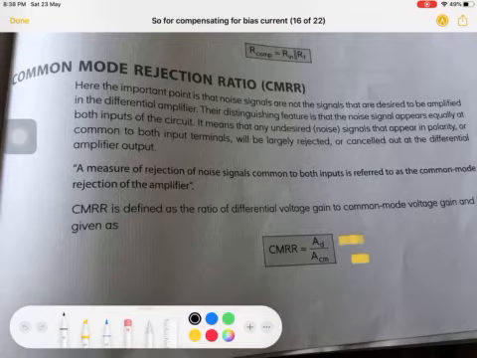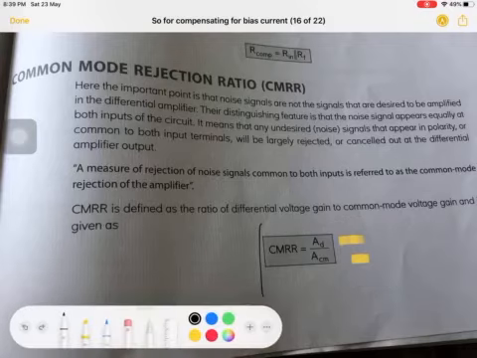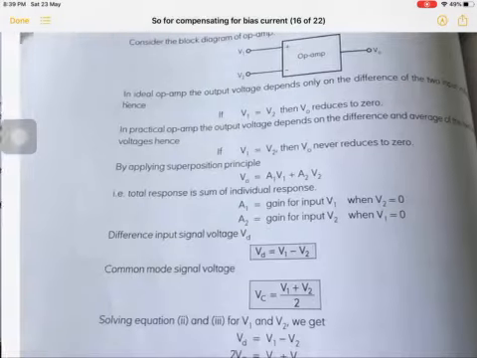CMRR means common mode rejection ratio. It essentially requires a higher differential gain than the common mode gain. So CMRR is defined as AD divided by ACM. Now, how will we do that? Go to the next slide.